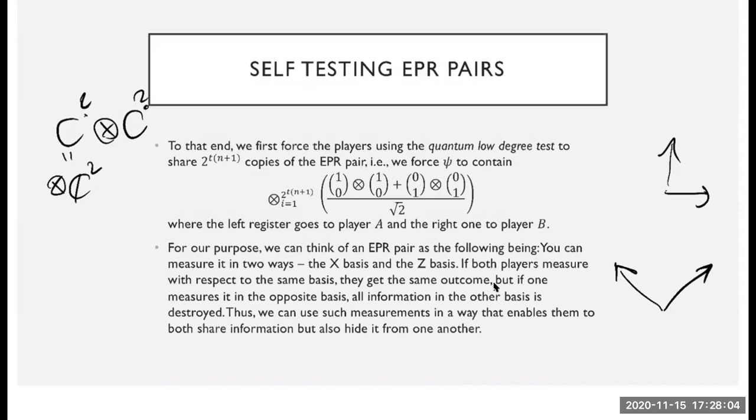So if you measure something according to the X basis, it erases all information according to the Z basis and vice versa. This is exactly the Heisenberg uncertainty principle that we need here. Okay, so these are incompatible measurements. And using this fact, you can both make them be able to generate a point and a line that are matching one another, and sometimes hiding information from one another when they measure things according to the opposite basis.